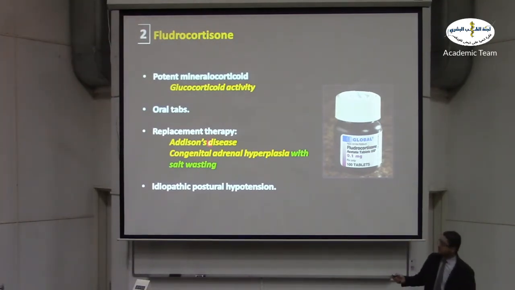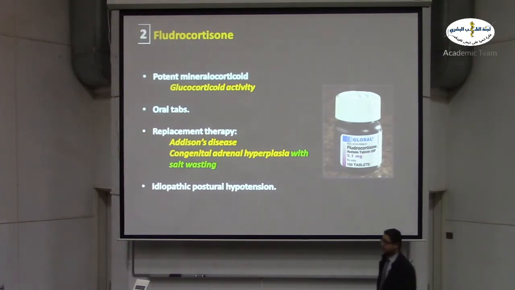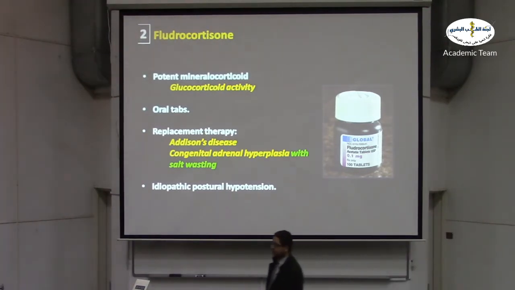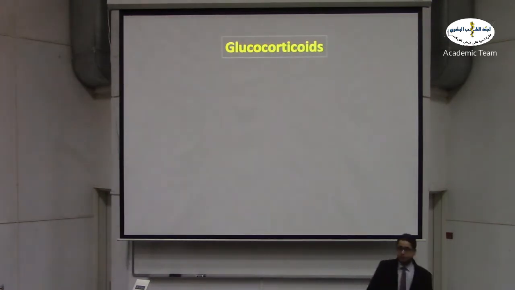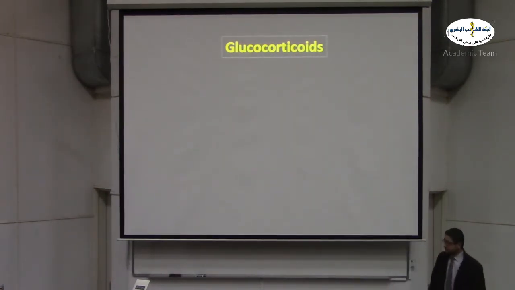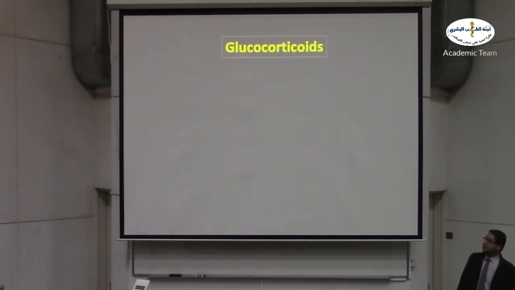But the most important use is certainly Addison's disease and insufficiency of mineralocorticoids in the body. Now, the important part of this lecture is actually the glucocorticoids rather than mineralocorticoids. And with glucocorticoids, we have to cover several concepts related to the physiology you already discussed.